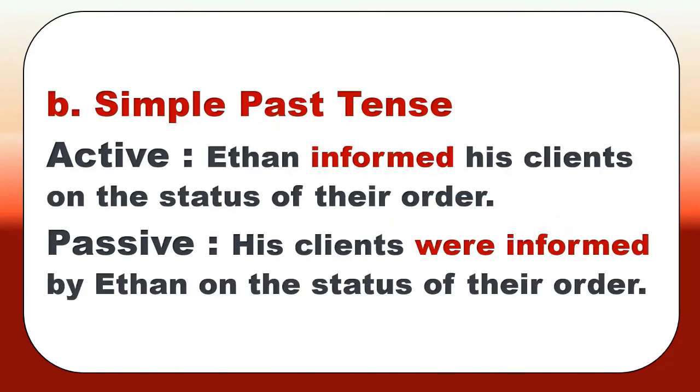Letter B, simple past tense. Ethan informed his clients on the status of their order. Informed is being classified as simple past tense. His clients were informed by Ethan on the status of their order. In this passive form of sentence, were informed is in the simple past tense.